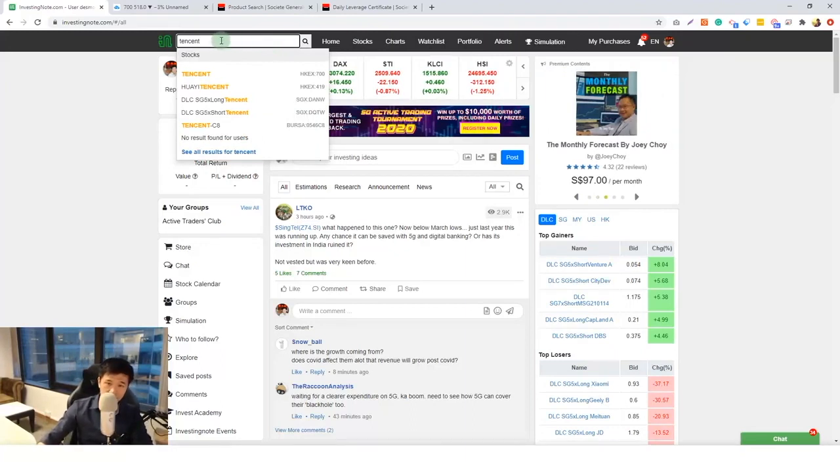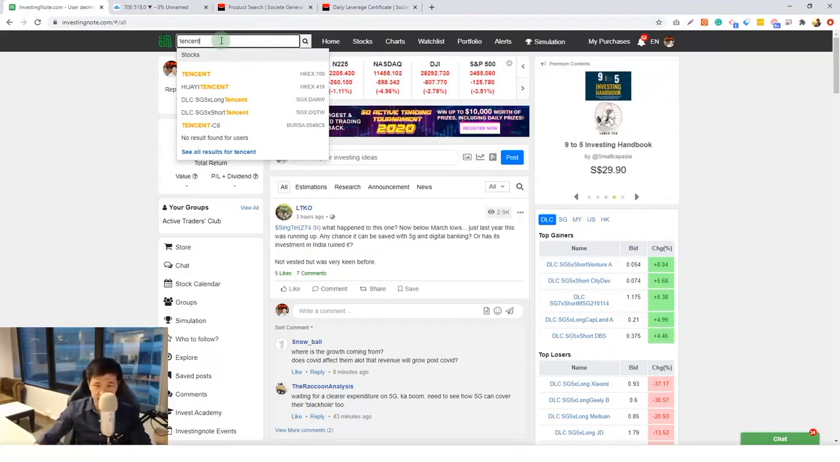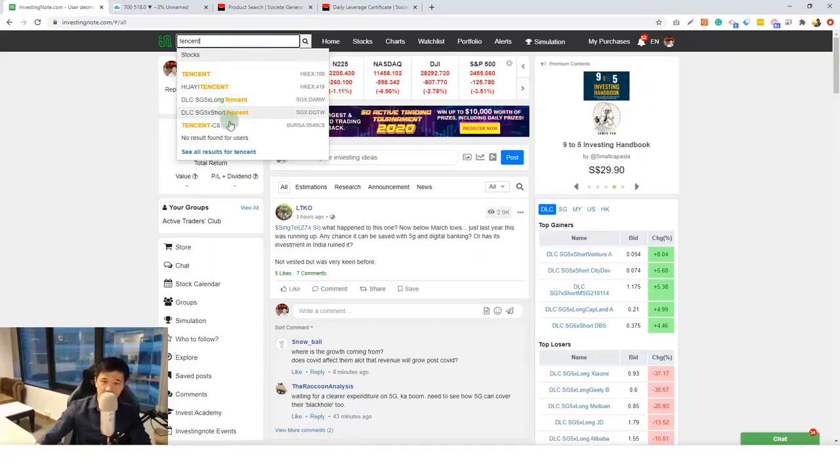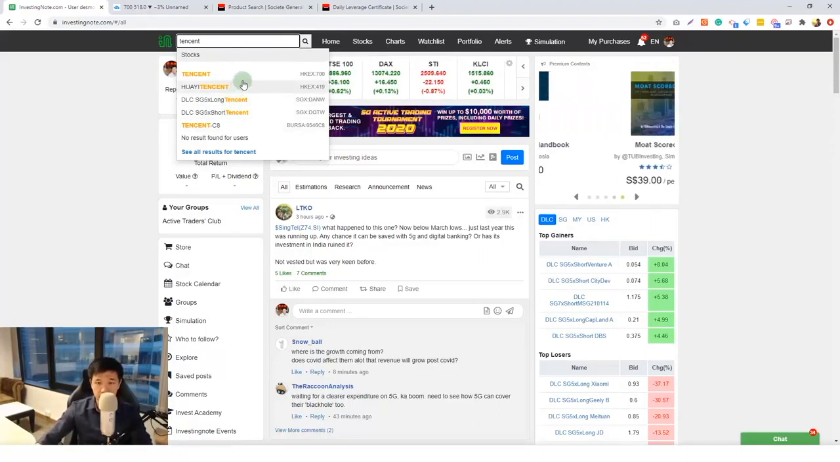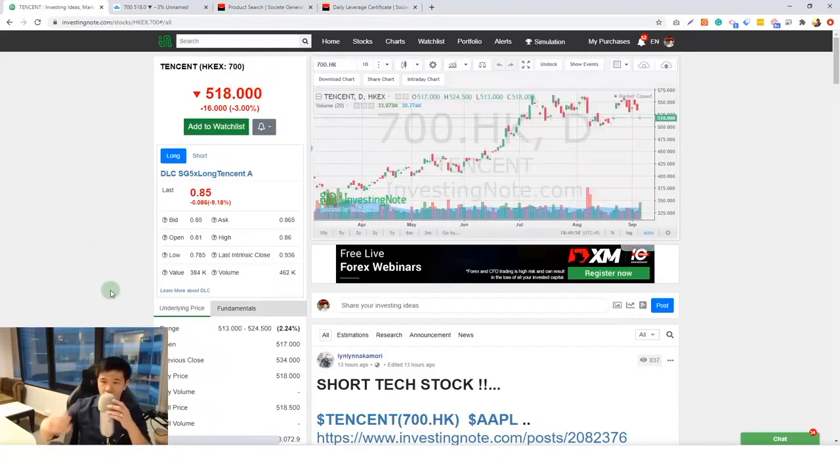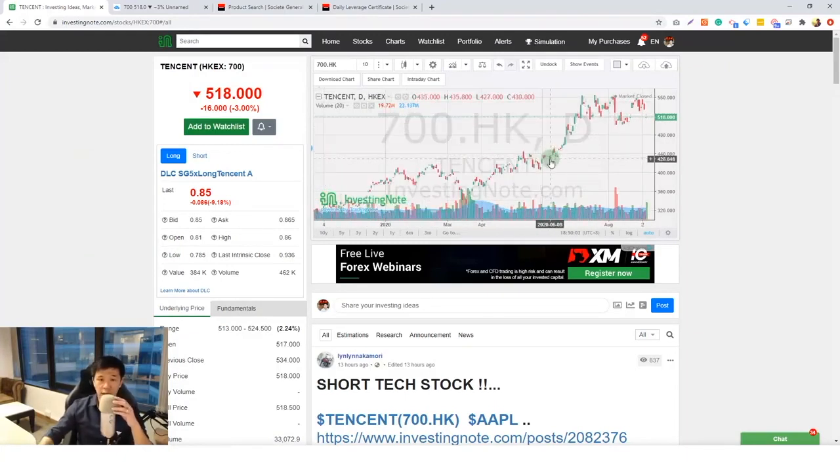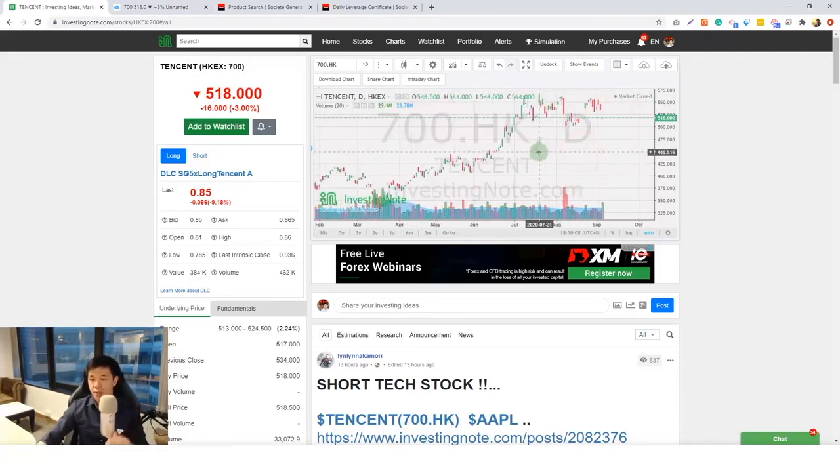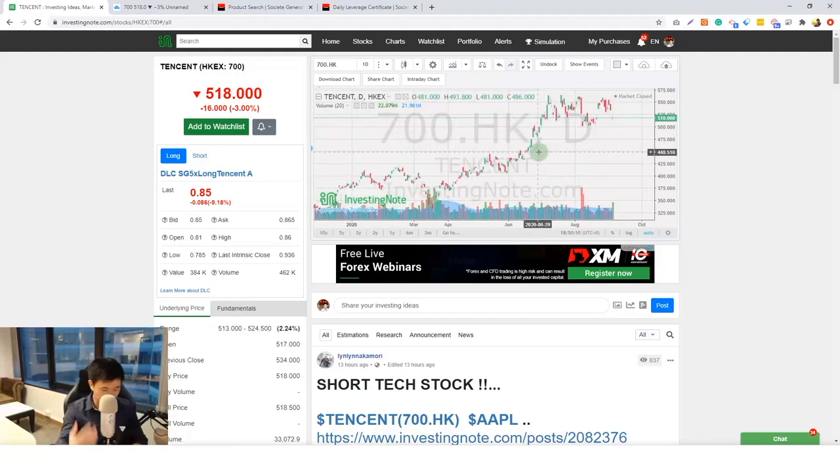You type in Tencent on Investing Note. What you see is that you've got a couple of options here. You even have the DLC option. What I recommend you to do is to just click on the main Tencent chart. With the main Tencent chart over here, you'll be very familiar with this Investing Note platform. You can see the charts over here. DLCs, personally, I would say are more suited towards a swing trading style, where you're holding a position for more than a day, for a couple of days.